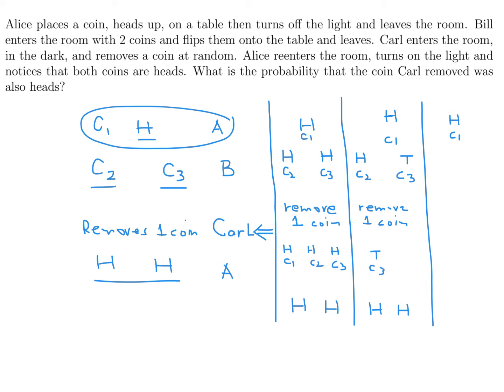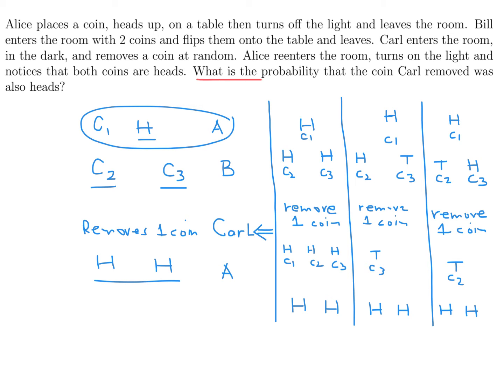C1 is fixed as a head. And then C2 this time we make tails, and C3 we make heads. Very similarly, you remove one coin. And again, we have to ensure that we end up with 2 H's. So the only way to do that is if you remove C2. And there you go. That is the third of the 3 scenarios.